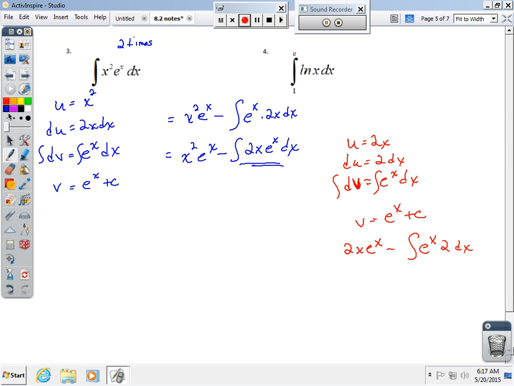Alright, so now I can go back over here. x squared e to the x minus that quantity, which is 2x e to the x minus the integral of 2 e to the x dx. And we'll just bring that 2 out in front when we go to do this. So x squared e to the x minus 2x e to the x. This is going to become a plus. I did that again. Gosh darn it.